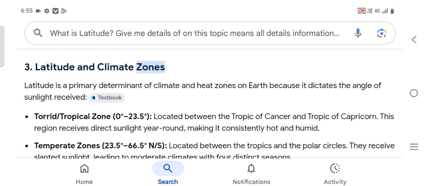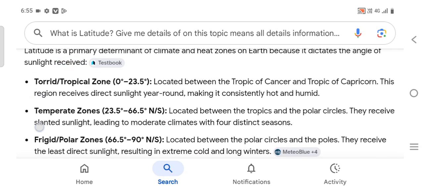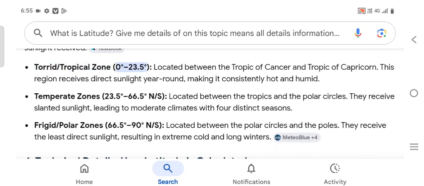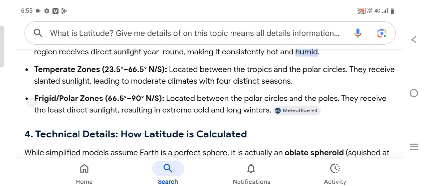3. Latitude and climate zones. Latitude is a primary determinant of climate and heat zones on Earth because it dictates the angle of sunlight received. 1. Torrid, tropical zone, 0 degrees to 23.5 degrees, located between the Tropic of Cancer and Tropic of Capricorn. This region receives direct sunlight year-round, making it consistently hot and humid.